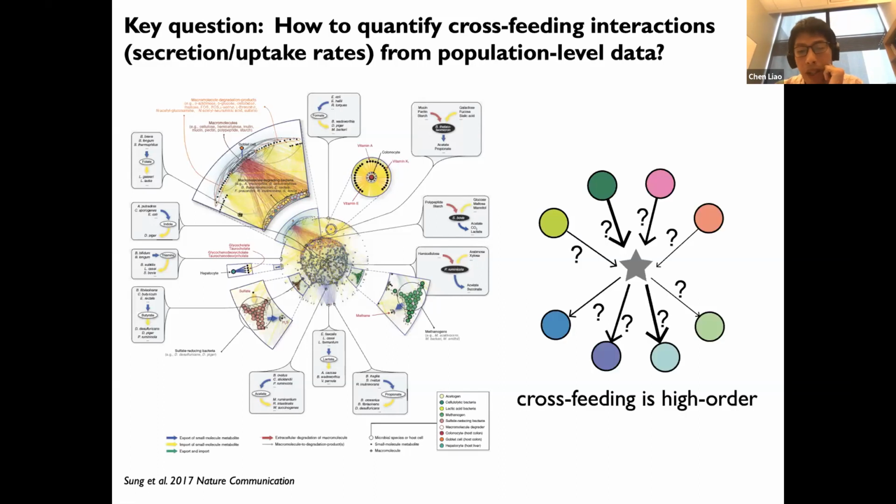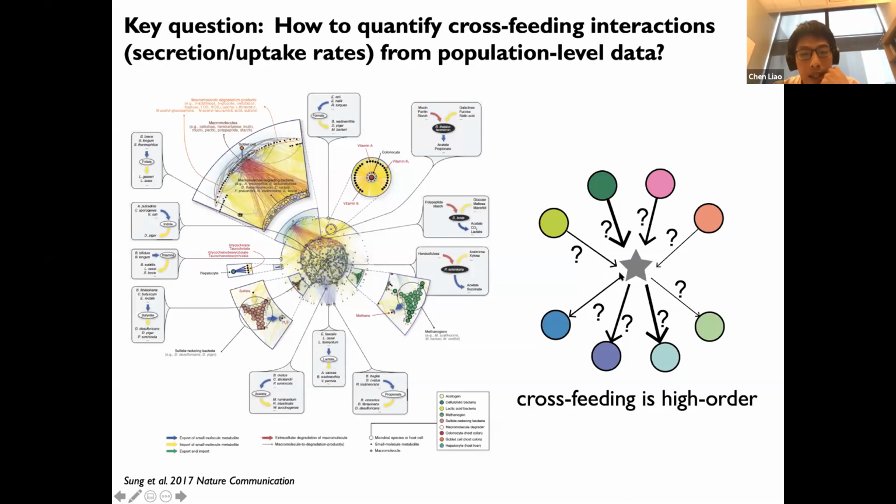Another reason that we started on cross-feeding is that it's a great challenge in microbial ecology to infer the metabolic fluxes from data. The reason is that what we can actually measure from the data, such as the metabolite concentration change over time, is only the net flux that results from contributions of multiple species. For any metabolite, such as the star I showed here, it can be secreted and taken up by many species at different rates at the same time. So cross-feeding is a high-order interaction, and it's hard to disentangle the individual contributions from the species.